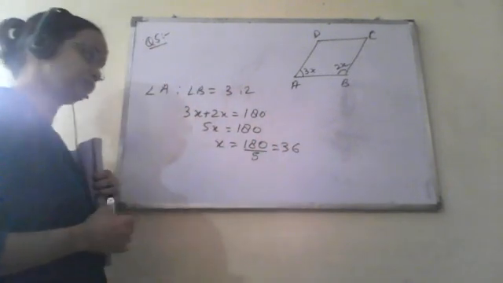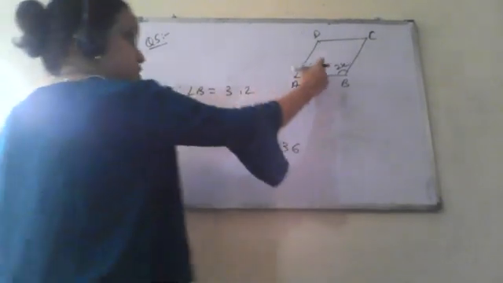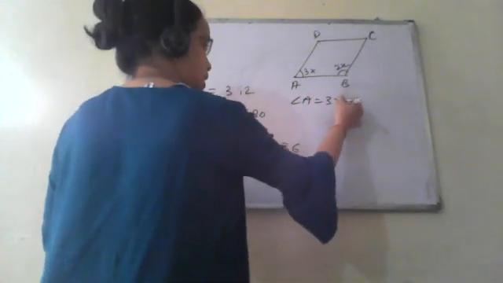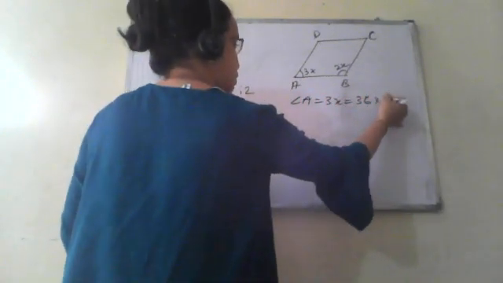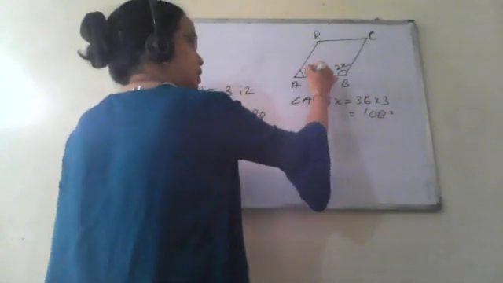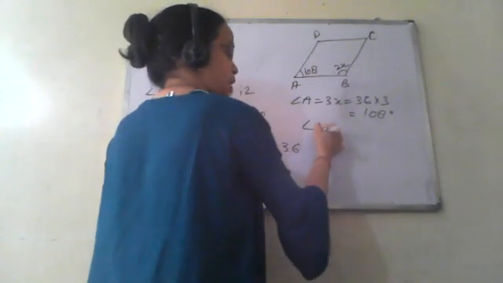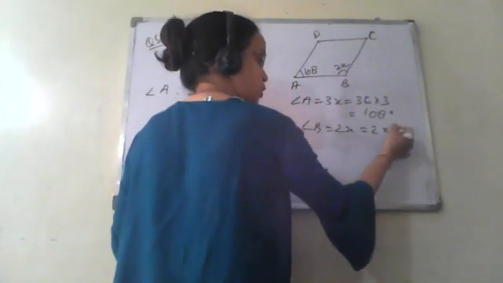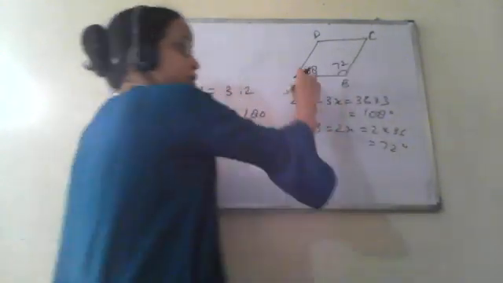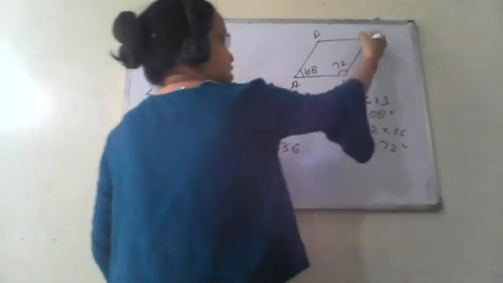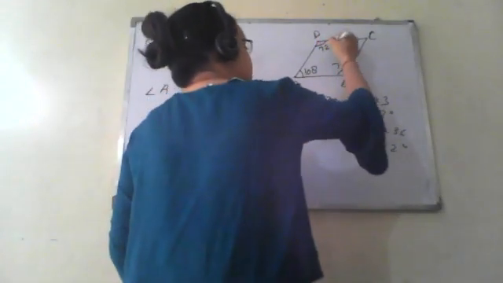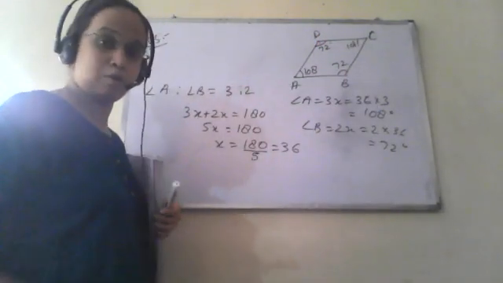That is 36 degrees. So what is angle A? Angle A is 3x, which is 36 into 3, that is 108. So angle A is 108. Angle B is 2x, that is 2 into 36, which is 72. So angle B is 72. If angle A is 108, angle C will be 108. And if angle B is 72, angle D will also be 72, because opposite angles of a parallelogram are equal.